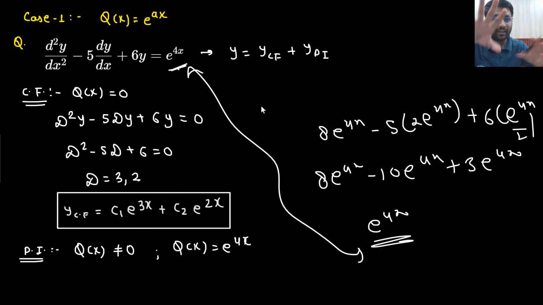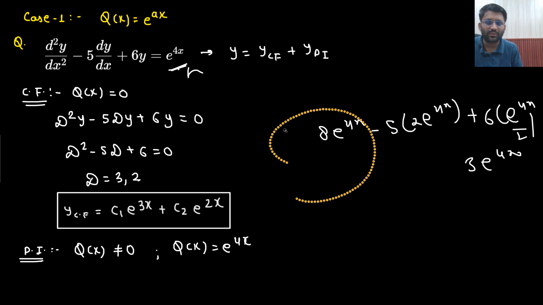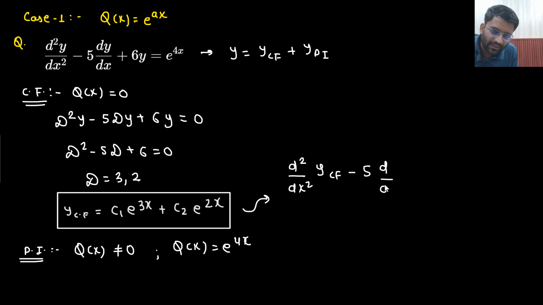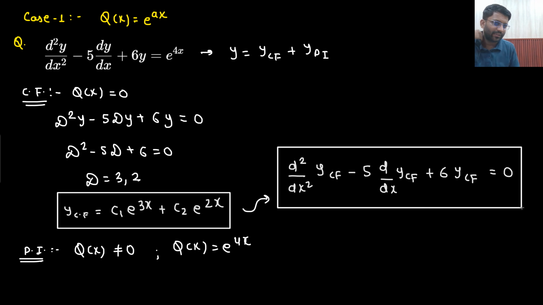That means the particular integral alone is sufficient to satisfy the equation. But sir, the complementary function alone is not sufficient. What I mean to say is that whatever complementary function you are getting, if you put that into d square by dx square of the complementary function minus 5 into d by dx of y complementary function plus 6 y complementary function, and do this calculation, it will come out to be 0.